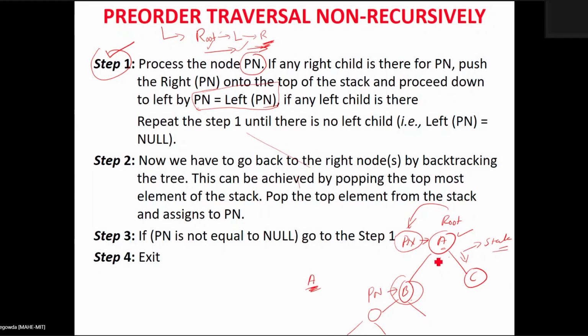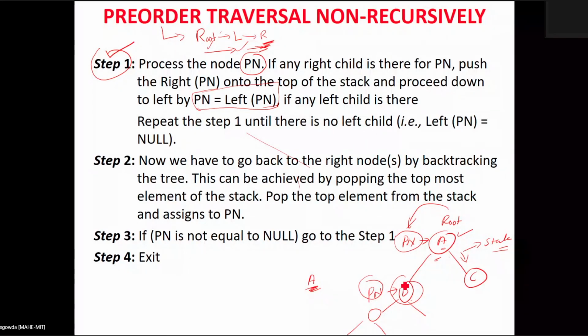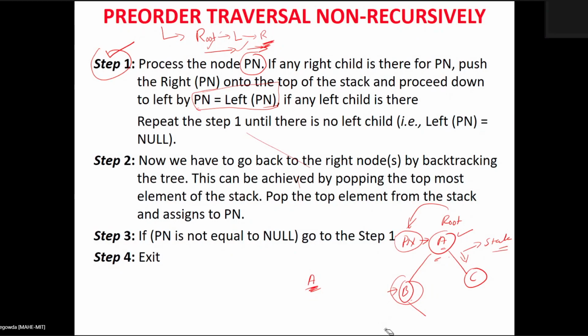As and when the Pn value becomes null, it is understood that the left subtree, or the left child, is absent for that particular node. Then you have to process the right subtree later. Say, for example, let us assume that I have only the B node here.